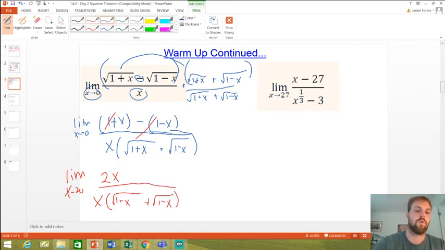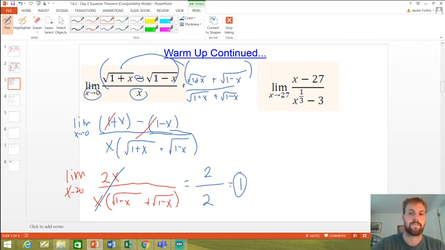And lo and behold, my x's cancel. And so that factor that normally made the denominator 0 goes away, so I can plug in 0 and figure out the answer. It's going to be 2 over, plug 0 into that, the square root of 1 plus, well, the square root of 1, or 1 plus 1, which is 2, and that equals 1. So conjugate pairs, not bad.